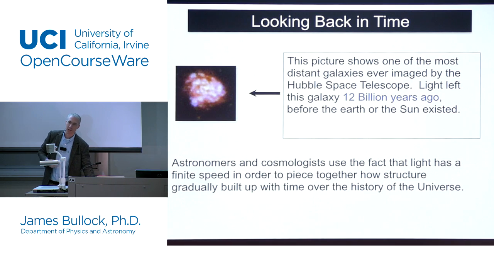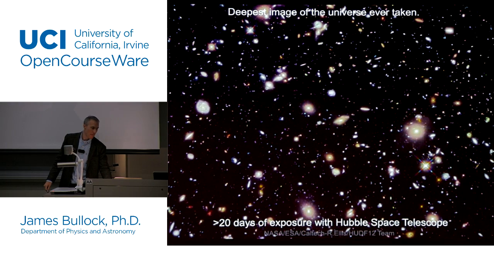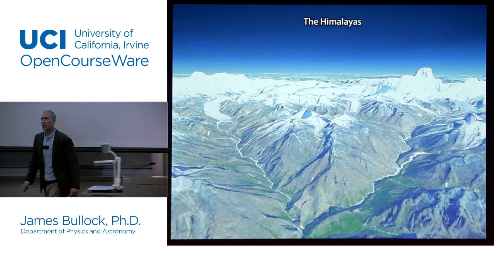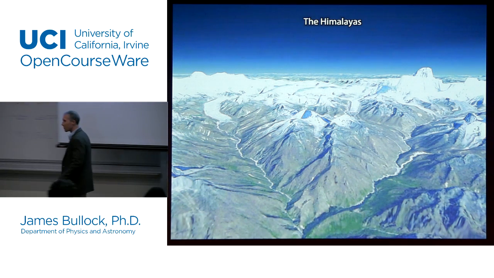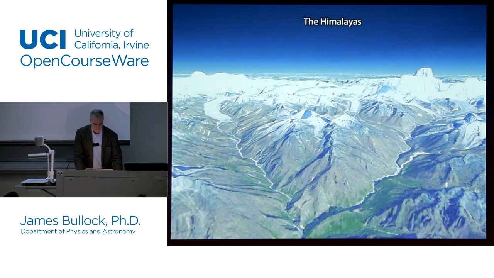We'll learn more about that, but this is sort of a trick that astronomers and cosmologists use to build these pictures of how things change over time. This is a very deep image of the universe. So I'm going to close with this movie. This movie is really cool. This was made by the American Museum of Natural History.